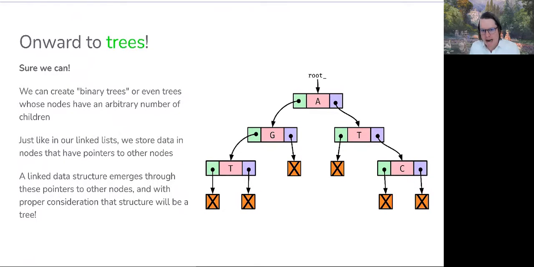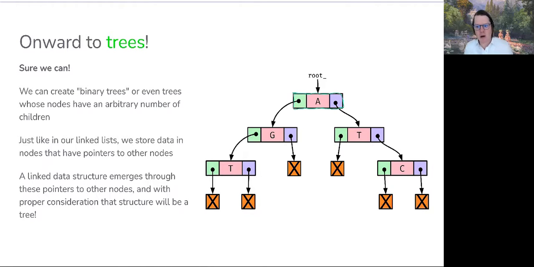So we can create binary trees. This is going to be a tree where essentially each node is going to have pointers to two child nodes, which we'll talk about. But there will also be trees whose node can have an arbitrary number of children. And we'll get into this terminology in the next few slides here. But just look at this, take it in. Just like our linked list, we store data in nodes. This is no different. And we have pointers to other nodes. Again, no different than what you've seen before. It's just the connectivity here that's slightly different.